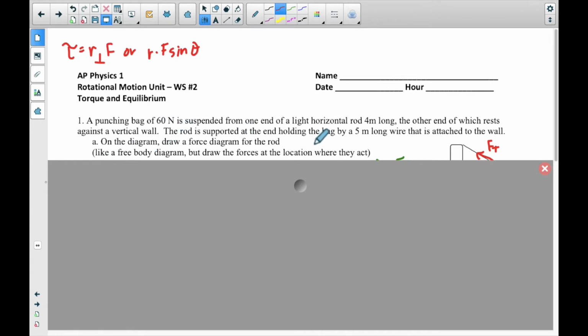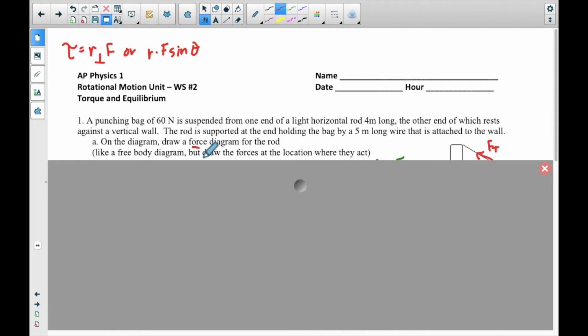Okay, let's take a look at our first problem. A punching bag of 60 newtons is suspended from one end of a light horizontal rod, 4 meters long, the other end of which rests against a vertical wall. The rod is supported at the end, holding the bag by a 5-meter long wire that is attached to the wall. On the diagram, draw a force diagram for the rod.